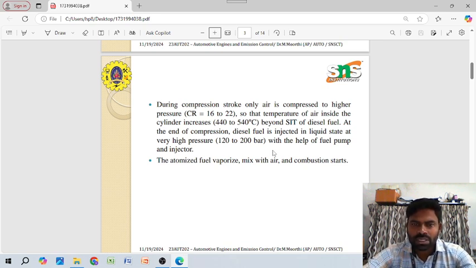At the end of the compression stroke, the diesel fuel is injected in liquid state at very high pressure, normally from 120 bar to 200 bar, with the help of the fuel pump and injector. The atomized fuel vaporizes and mixes with the air. Once the injector injects the fuel, the process called atomization occurs: the larger droplets of fuel are converted into smaller particles, so that it mixes easily with the compressed air, whose temperature is enough to ignite it and start the combustion process.